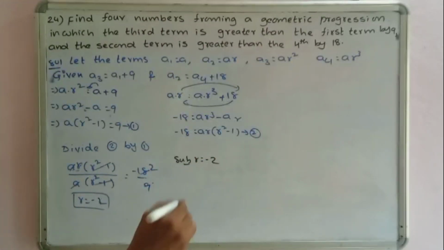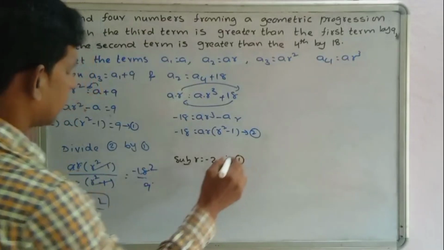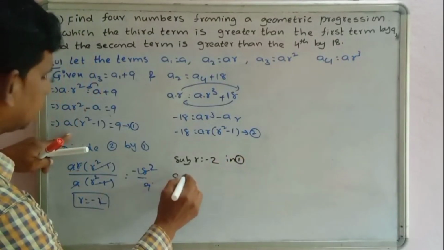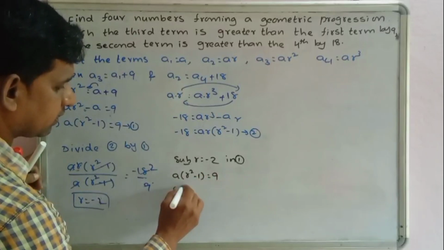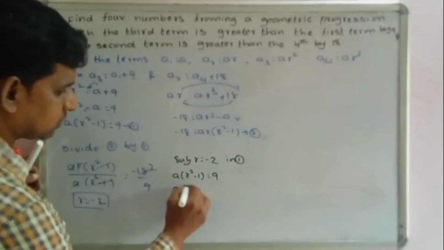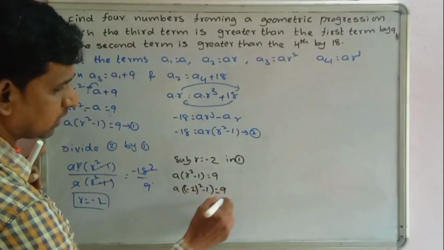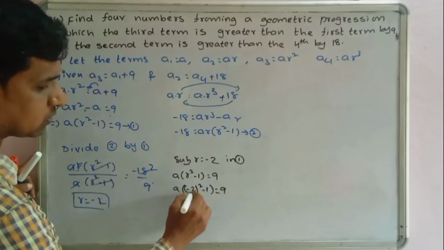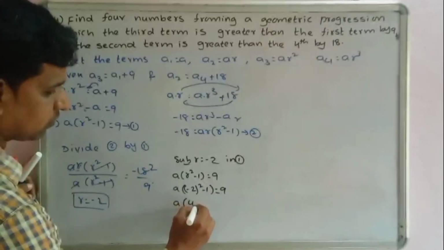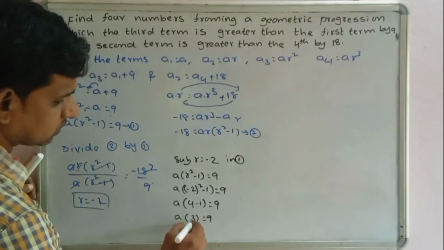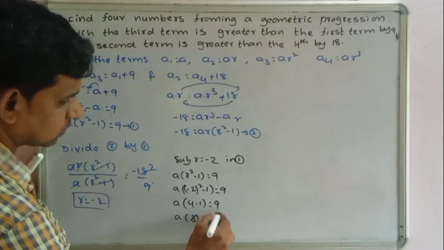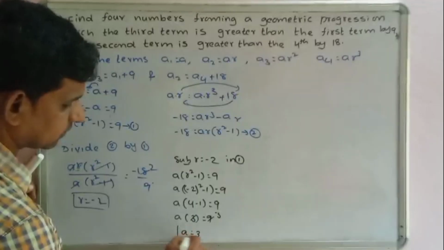Substitute r equals negative 2 in 1. What is 1? A into r square minus 1 equals 9. A into r value minus 2 square minus 1 equals 9. So a into minus 2 square value 4, minus 1 equals 9. So a into 3 equals 9. So 3 how many times? 3 times. So A equals 3.